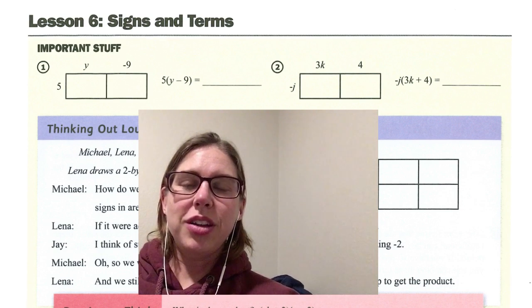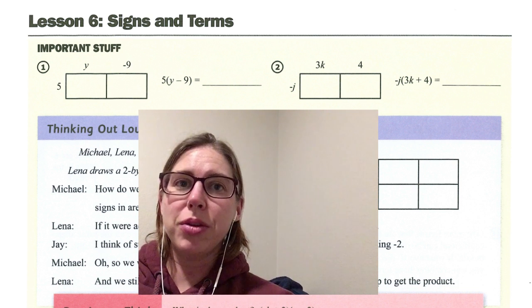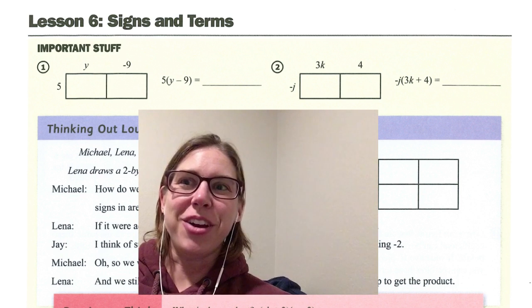Hi, Algebra 1. Here we go with lessons 6 and 7. We're going to be continuing with our area models, but now we're going to be focusing more on the signs, so positives and negatives. Here we go.